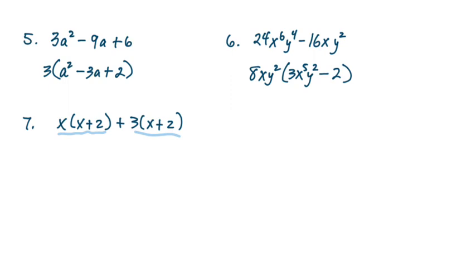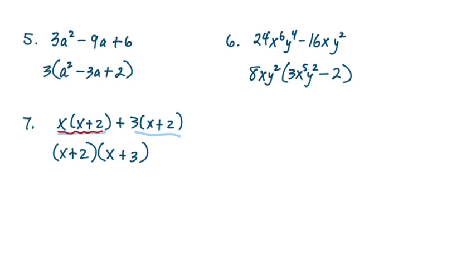And so let's go ahead and write x plus 2 as our common factor. And now since there's 2 terms, there's going to be 2 terms in our parentheses. And we want to know what times x plus 2 is going to give us this first term. Of course, we're missing the x. And then we're going to ask ourselves, what times x plus 2 is going to give us the second term? And of course, that's going to be 3. And so the answer here is x plus 2 times the quantity x plus 3.